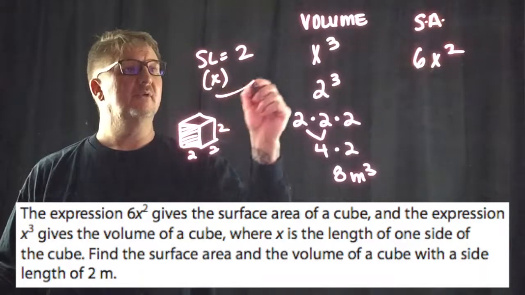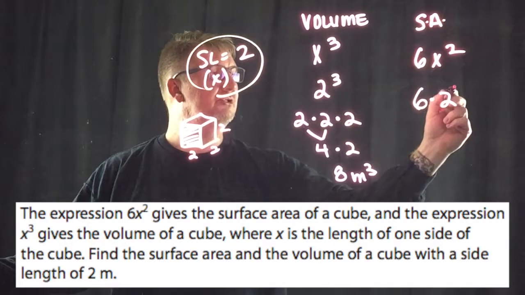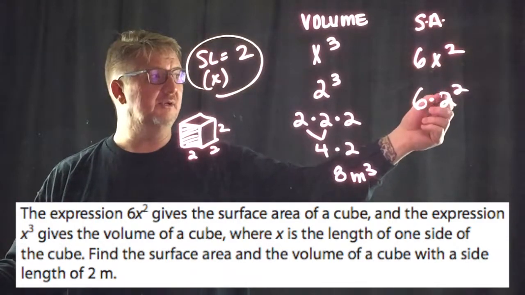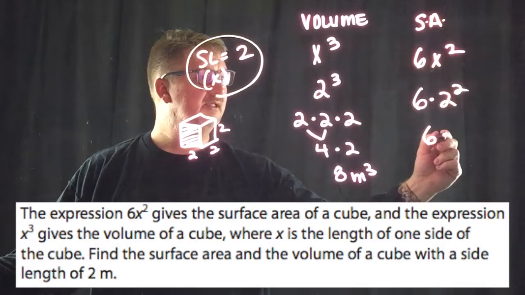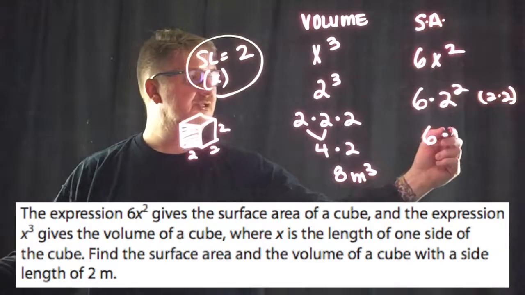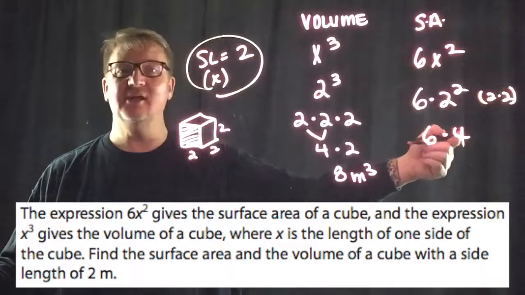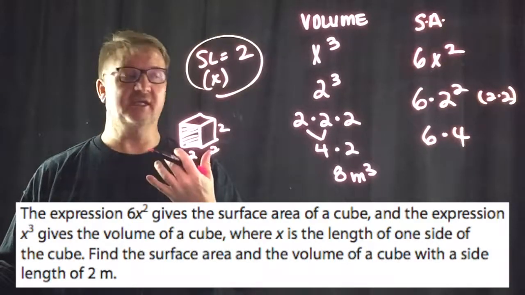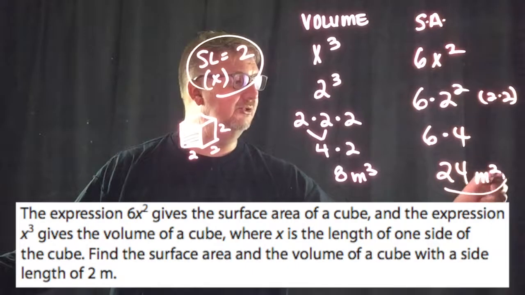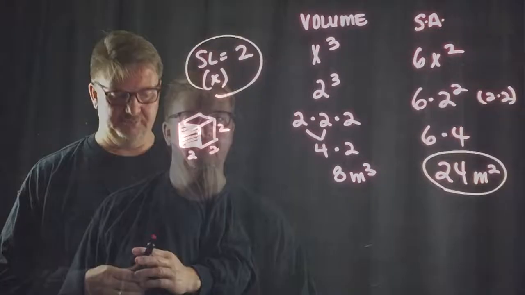So once again, our side length is 2. So we say 6 times 2 to the second power. First thing we have to do is our exponent. 2 to the second power is actually 2 times 2. So that 2 times 2 is 4. And then we multiply it by the number of sides, because that's the area of one side. We want the area of all 6. 6 times 4 is 24 meters squared. And that would give us the surface area of that entire cube.